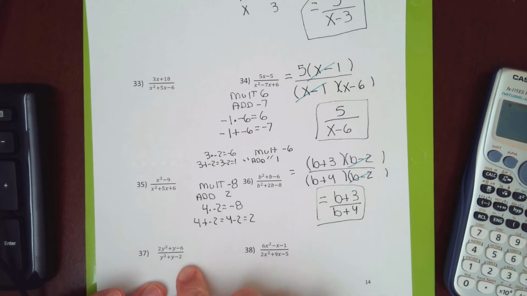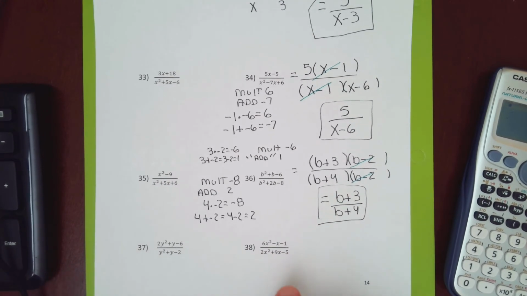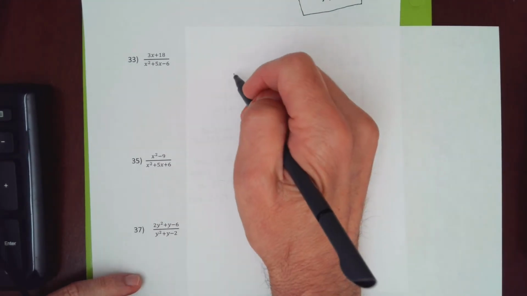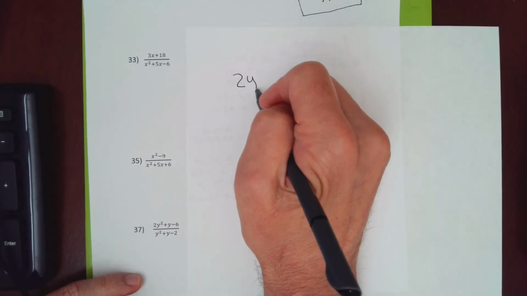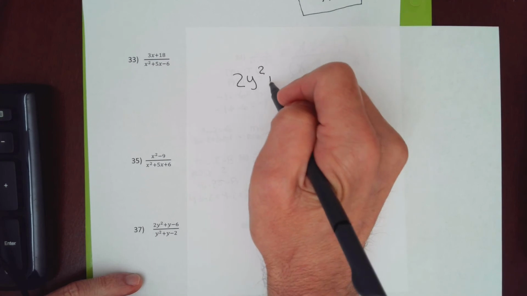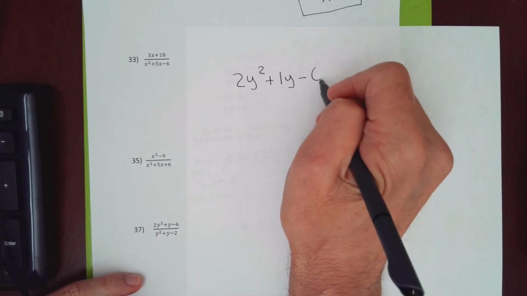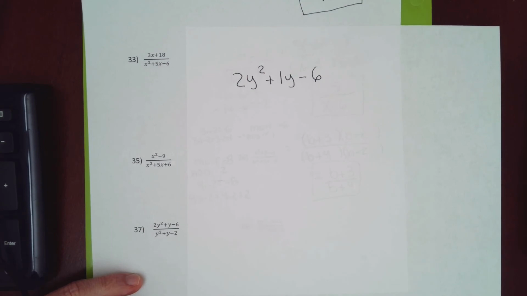Let's do 37 together. I'll skip 38 because we have this hard factoring to deal with. So in 37, it's factoring by grouping in the numerator. As I'm working on problem 37, I need to factor both the numerator and the denominator. And I'm going to emphasize that the numerator for 37 is 2y squared plus 1y minus 6. You should pause the video and try to do this problem rather than watch me do it. It's much better if you do it yourself.